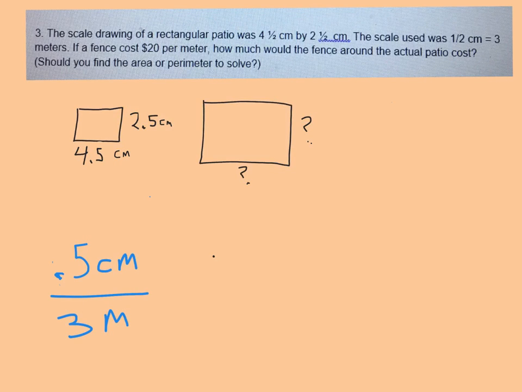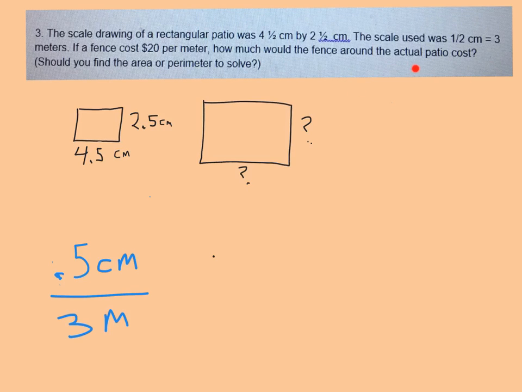All right, so I've drawn my models. This is the scale drawing of the rectangular patio, and instead of 4 1/2, I just wrote 4.5 centimeters, because 0.5 is equal to 1/2, so I thought that might be easier to deal with. So 4.5 centimeters, and then 2 1/2 centimeters, I wrote 2.5. And then what we need to figure out is how big the actual patio is, so the length and the width of the actual patio.